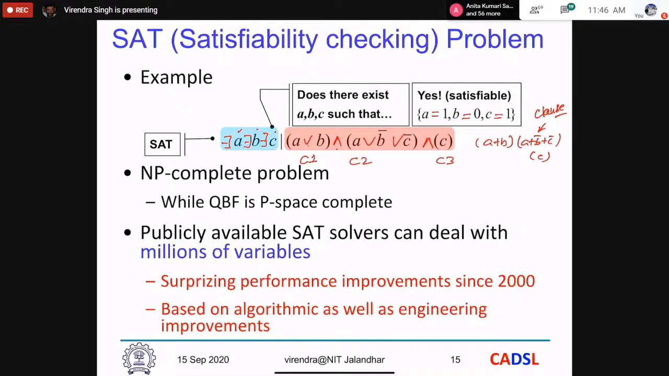Excuse me, sir, I have a question. Sir, this is basically a three-SAT problem. I think three-SAT is already proved to be NP complete. Yes, this is NP complete. Sir, I want to know whether two-SAT is also NP complete or not. If yes, then why, or if no, then why? So two-SAT is not NP complete.